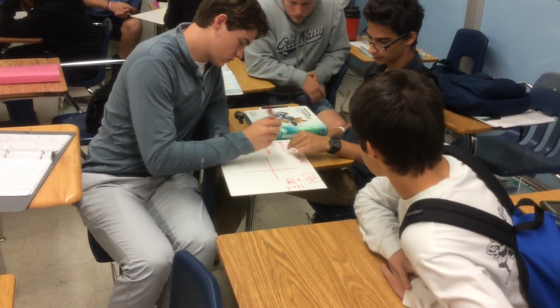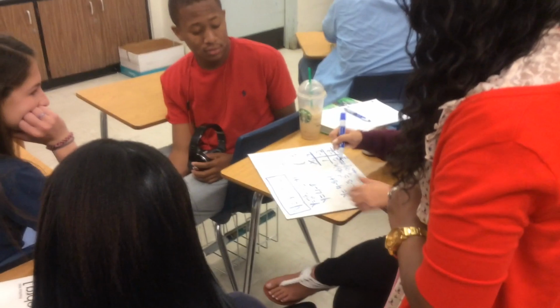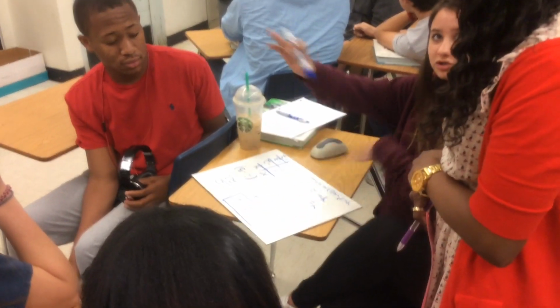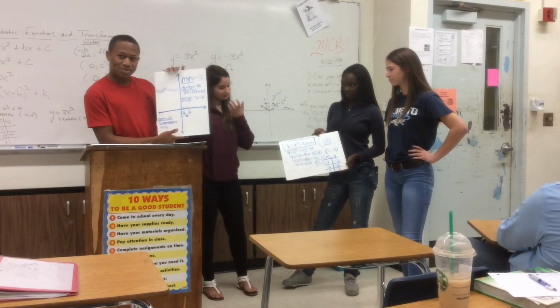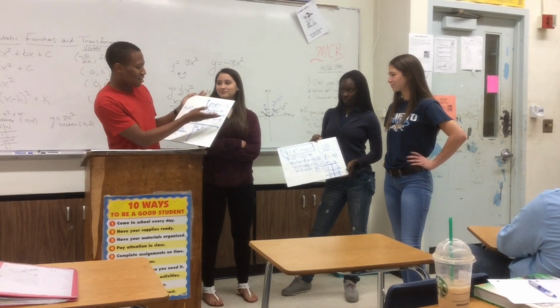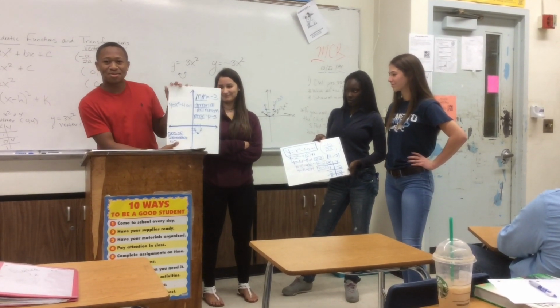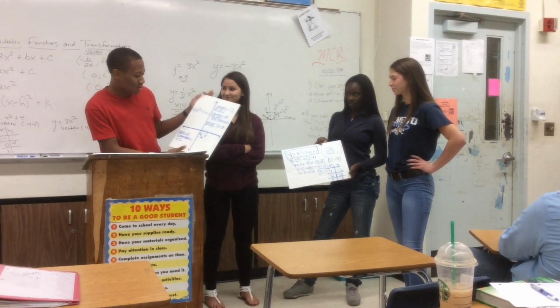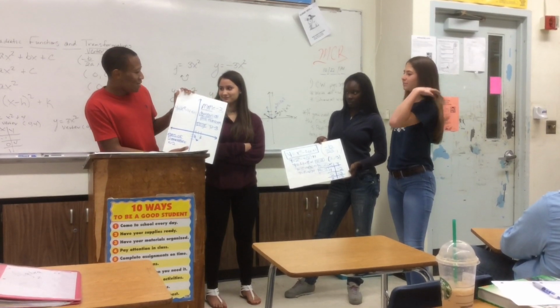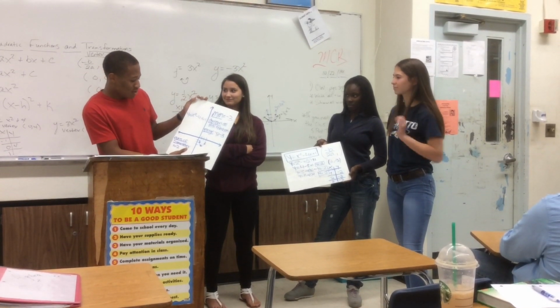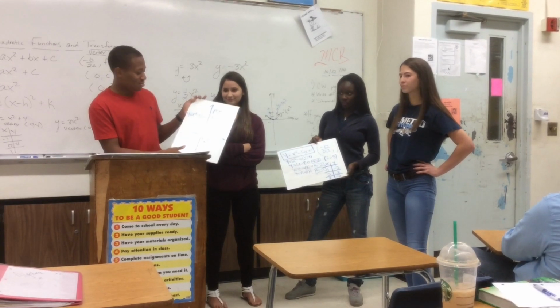Remember, I'm calling on each group randomly. They're already here. We're just rewriting the steps and then we already finished. We're just going to graph it. The vertex was negative 3. The domain was all real numbers, and our range was y greater than or equal to negative 3. Our axis of symmetry was 2.